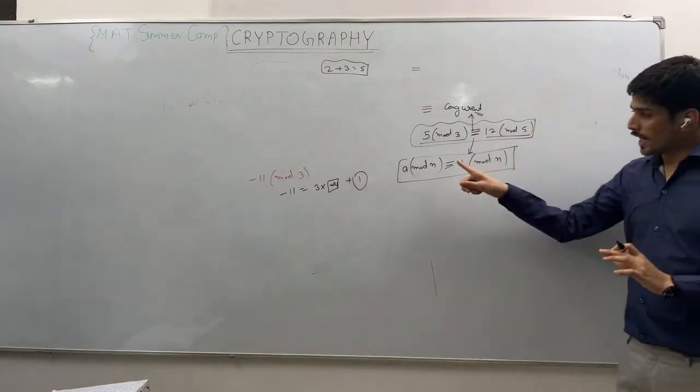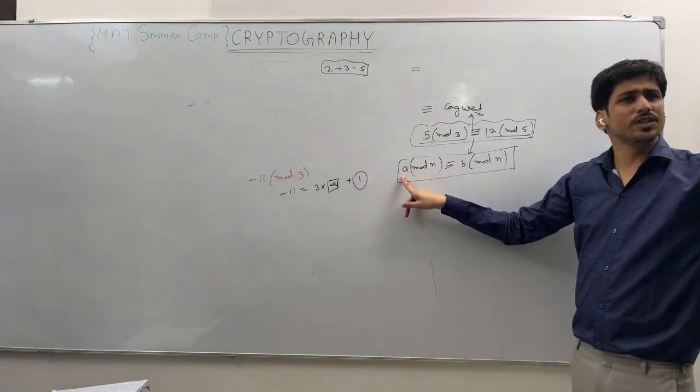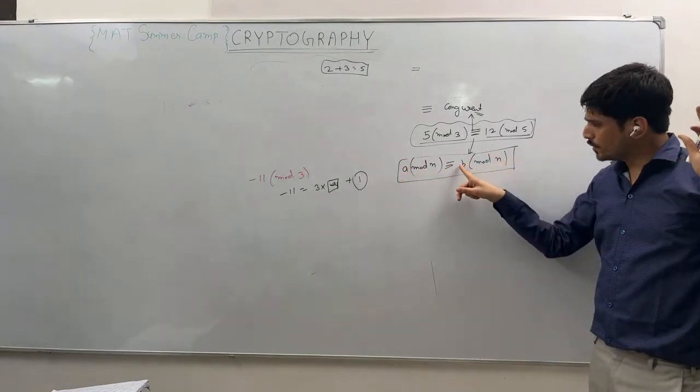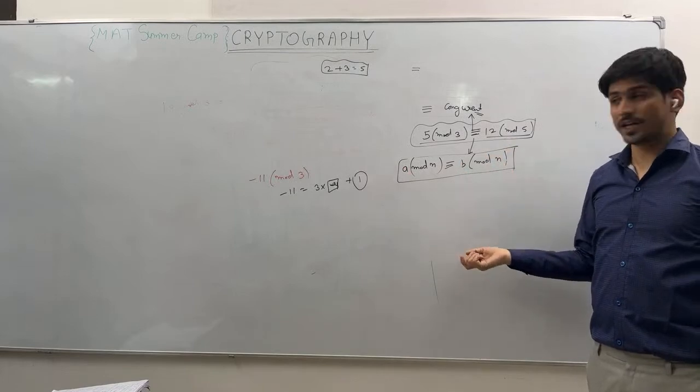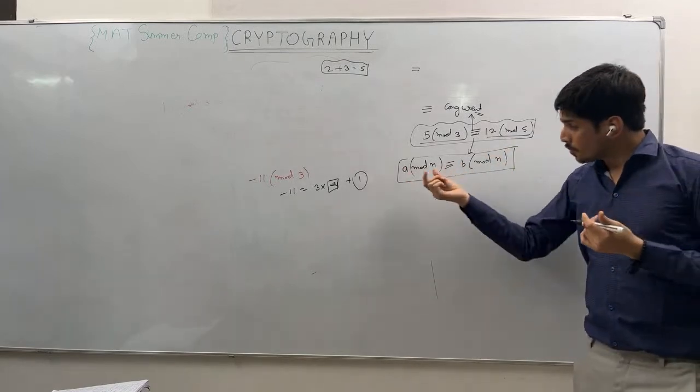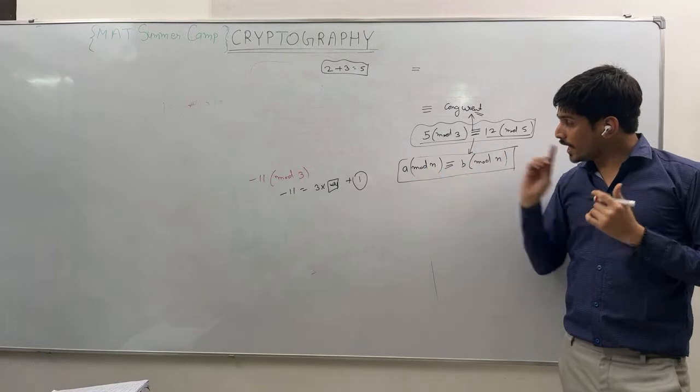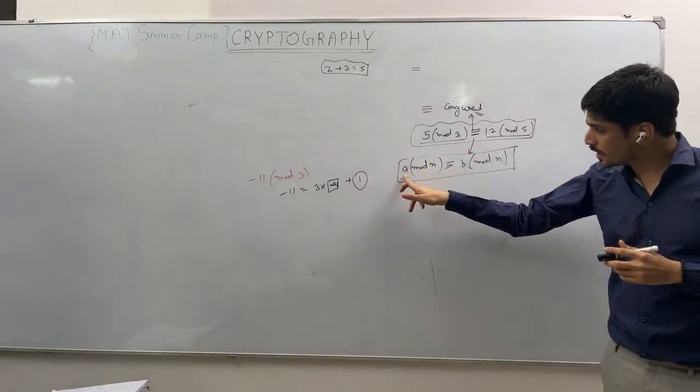Is it clear? a divided by n, let's say the answer is some 5. And b divided by n, let's say the answer is also 5. So both numbers are called congruent. But from here we can say it doesn't mean a has to be equal to b. Is it necessary that a equals b?